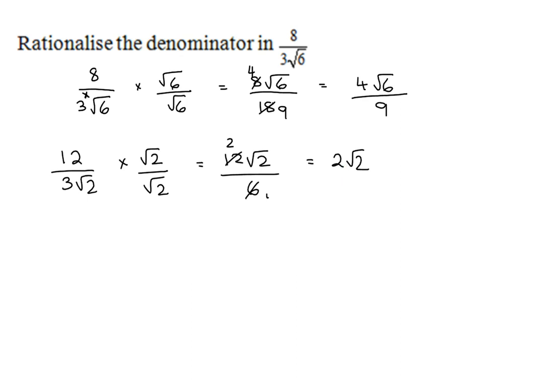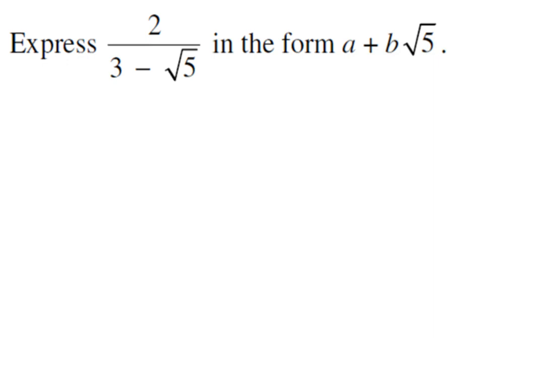Even if you see something like this, we have to express that in the form of a plus b surd 5, where a and b are rational numbers. If it's 3 minus surd 5, do you remember in part 2, we talked about that difference of squares, and the only way we could get rid of the surds is to multiply it by the same thing but change the sign. So let's try that.